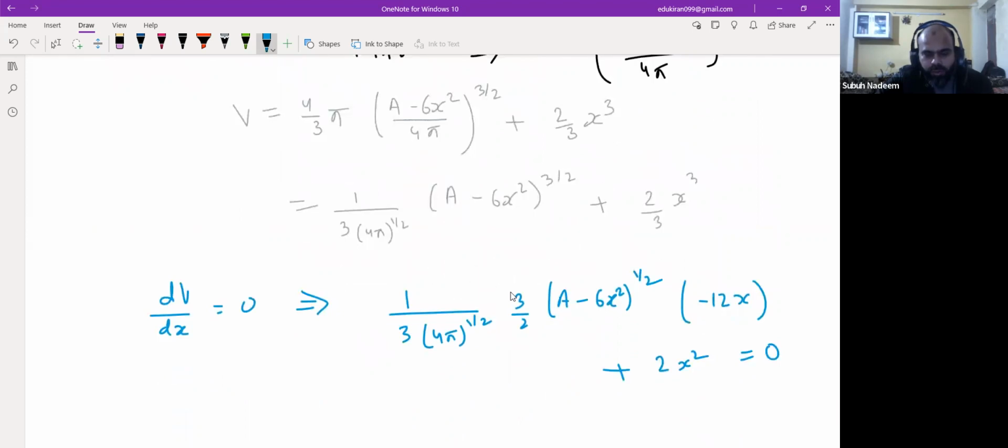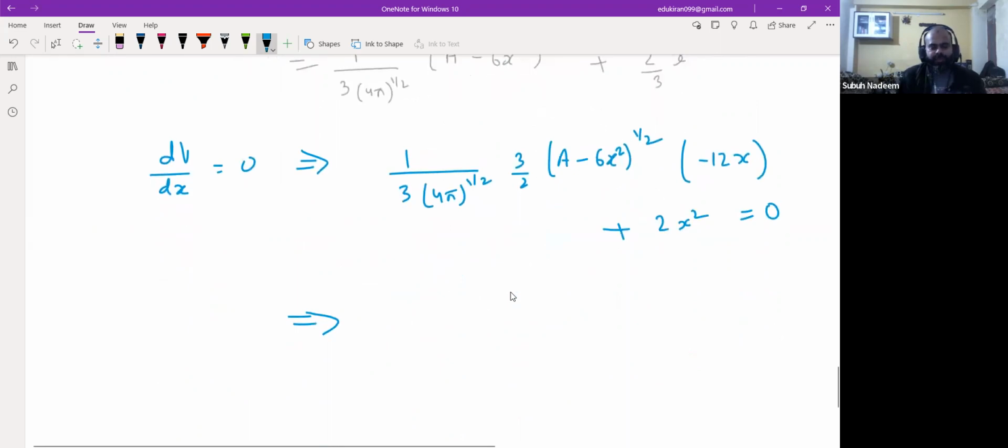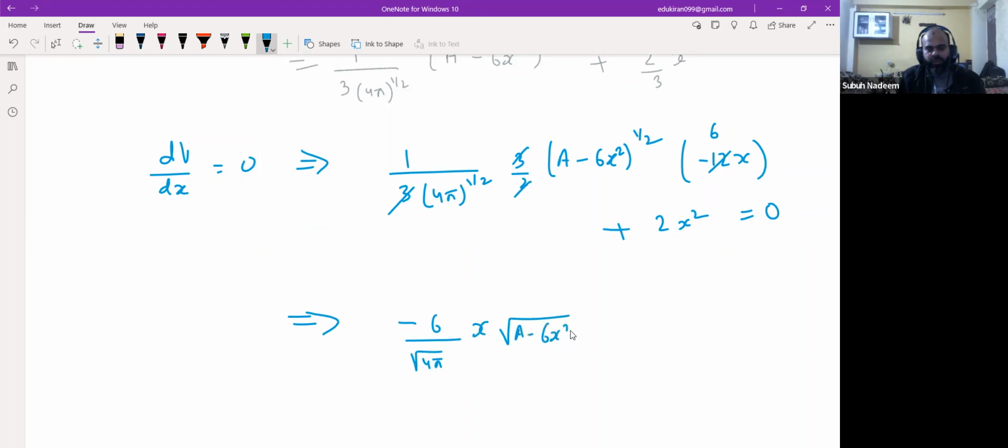When you equate to 0, you'll get x. Fine, so this will become 3, cancels. 2, 6, 12. So minus 6 by 4 pi, root over, x into root over a minus 6x square, and this is equal to 2x square. You can cancel x, and you can again square it. 4 pi into 4x square will become equal to 36a minus 216x square.